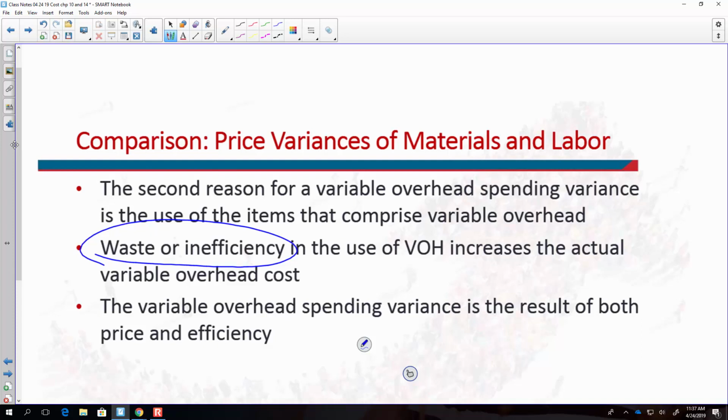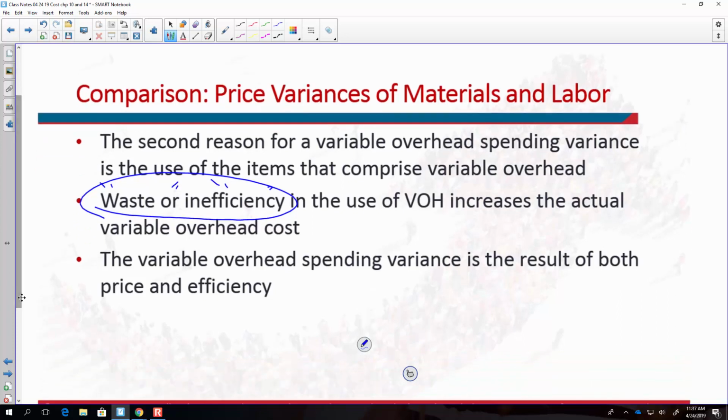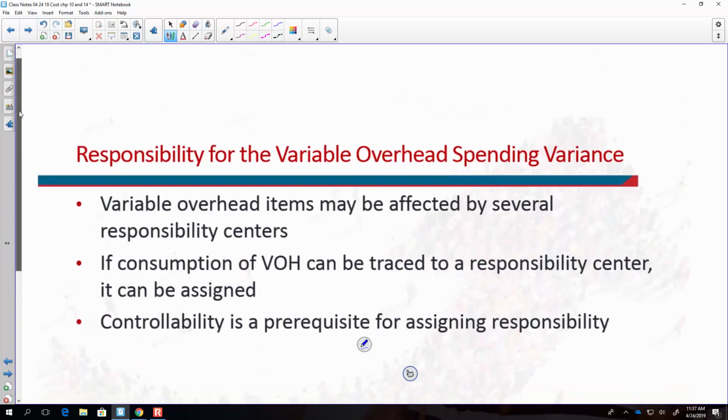You ever go to Subway? There's only so many pickles they're supposed to put on, right? There's only so many of this to put on. So same concept. So that's what it's talking about here. That spending variance can be more than just price. So in that case, if it's price and efficiency both, well, that's gonna tend to be who's responsible would be our production person.